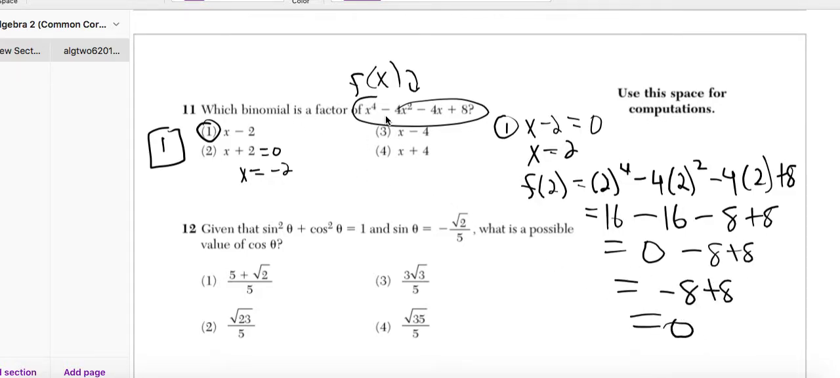So the remainder when I divide by x minus 2 is 0. The remainder when I divide f of x, this polynomial, by x minus 2 is 0. Therefore, x minus 2 is a factor of f of x. All right? Let me say that again.